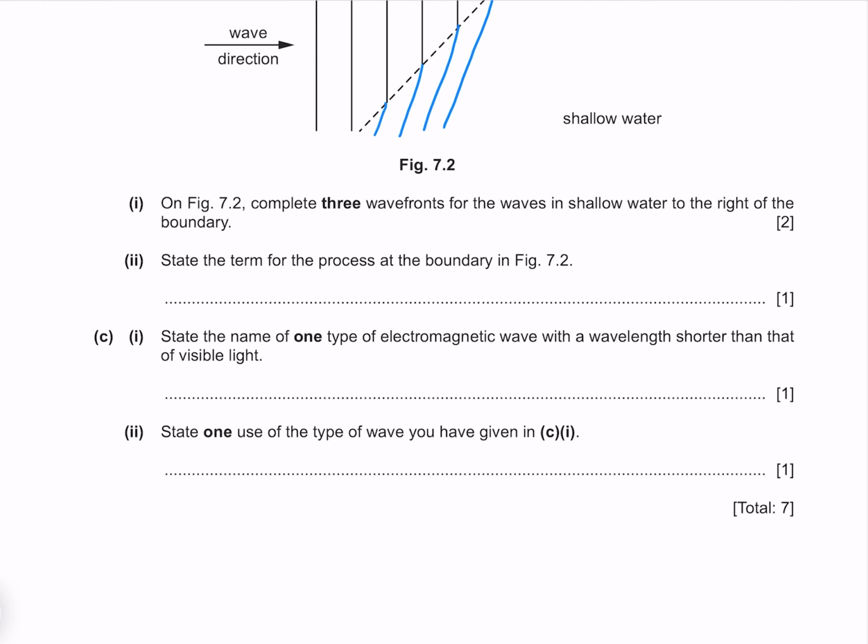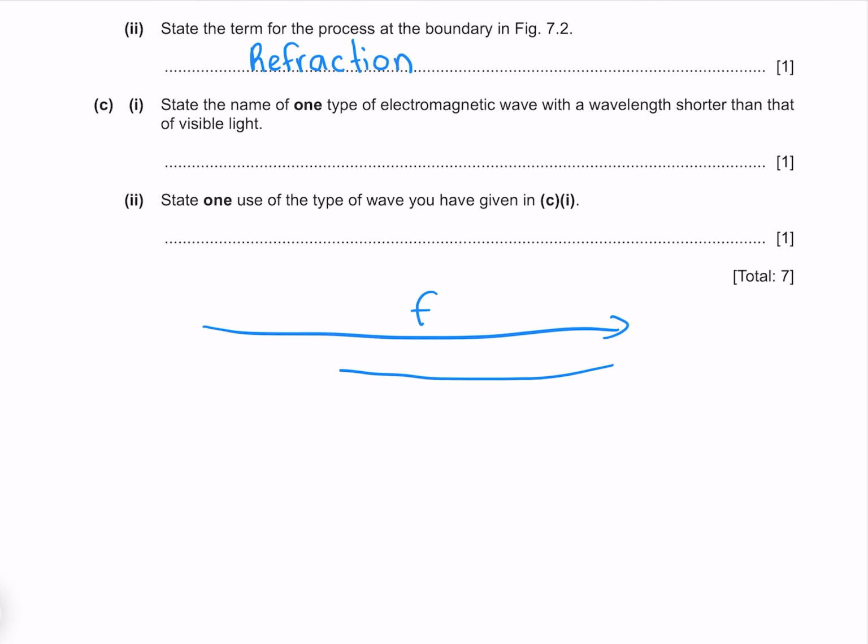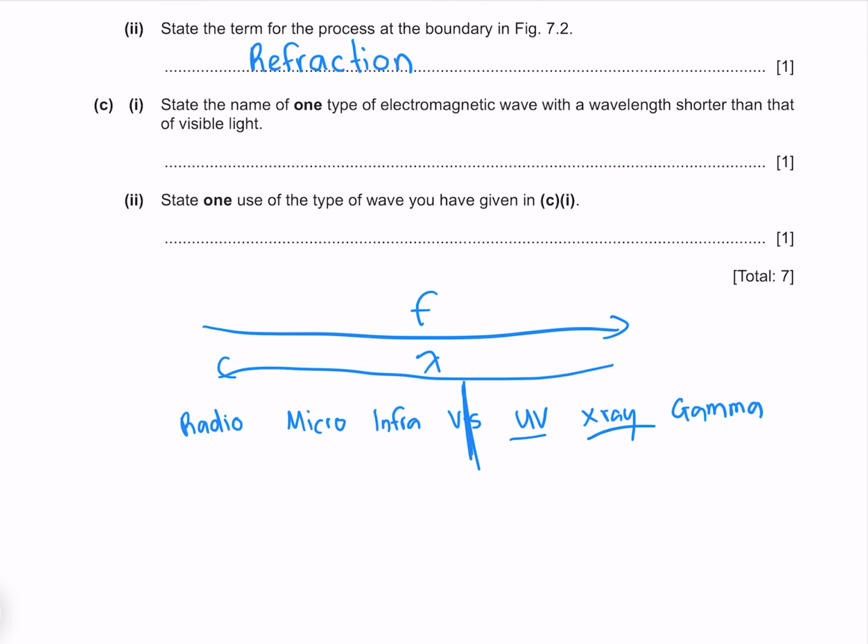State the term for the process at the boundary in Figure 7.2. This is refraction. State the name of one type of electromagnetic wave with a wavelength shorter than that of visible light. In order of increasing frequency and therefore decreasing wavelength, we have radio, microwaves, infrared, visible light, ultraviolet, X-rays, and gamma rays. Our visible light is here. The types with a smaller wavelength are therefore ultraviolet, X-ray, and gamma ray.